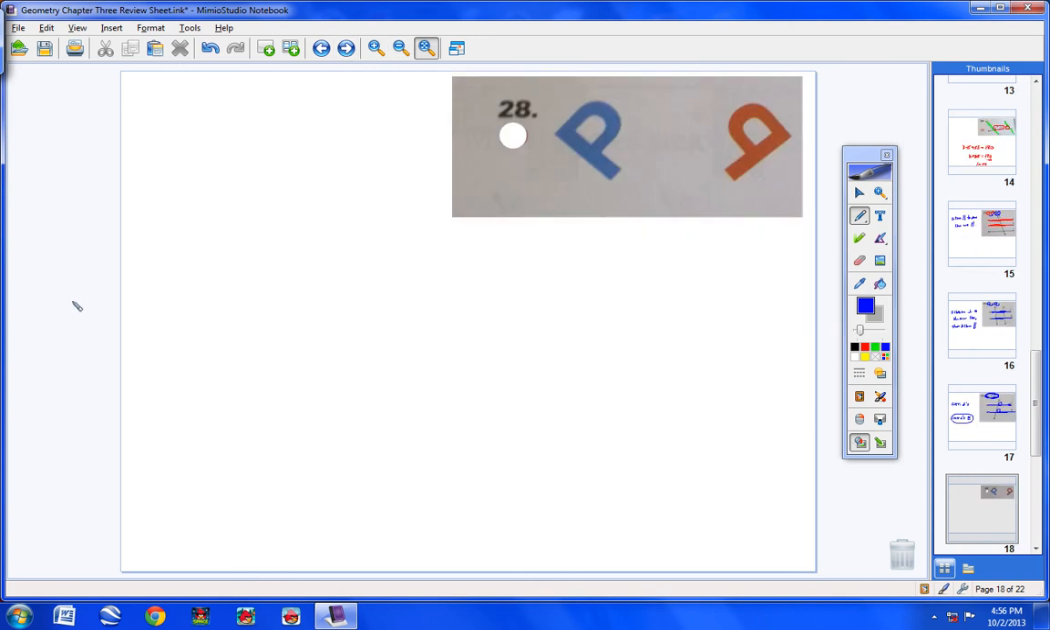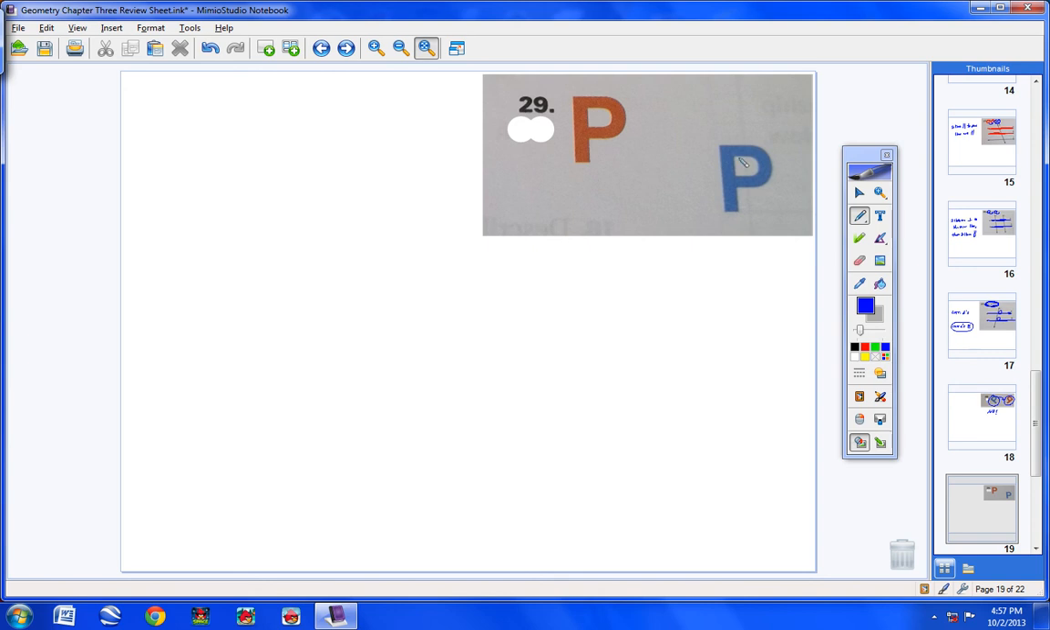All right, 28, 29, 30: decide whether the red figure is a translation of the blue figure. Now look, guys, we start with the blue and we work our way to the red. No, this is not a translation. I hope you're getting this. No, we studied this yesterday. Look, we didn't just slide P. We took P and we rotated it down and we came up with this. The only way you have a translation is when you slide the original object up or down or left or right.